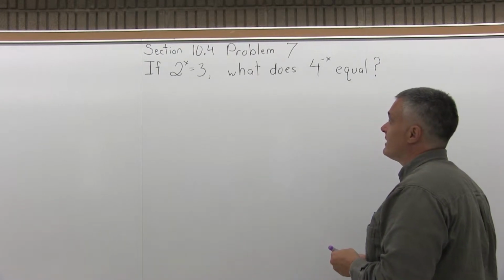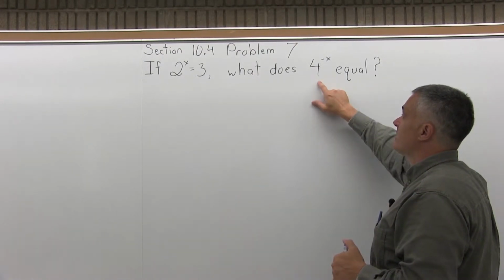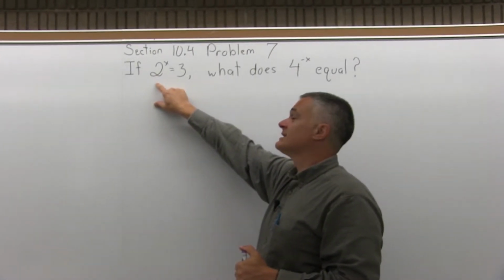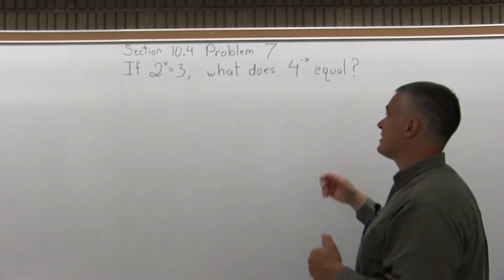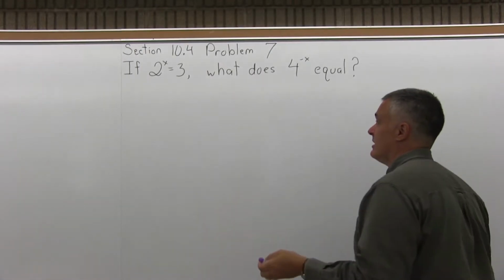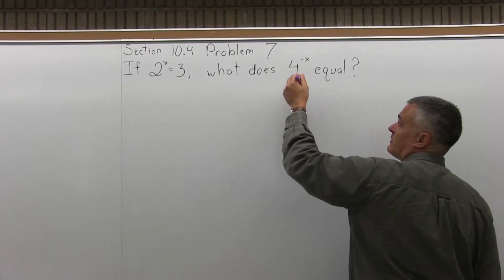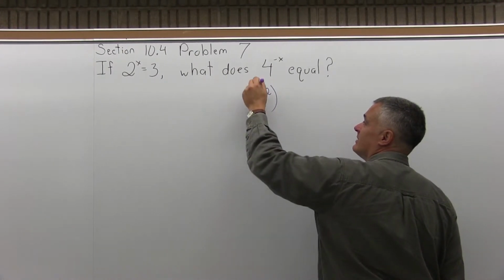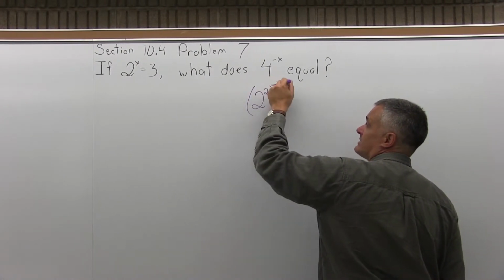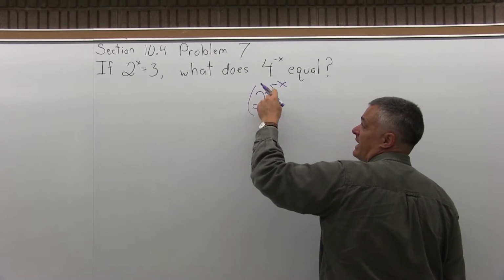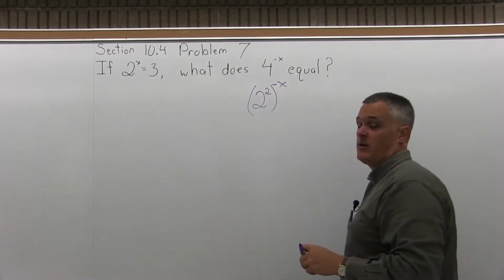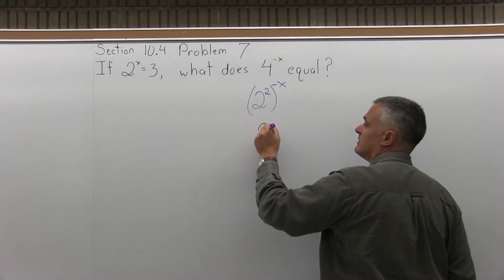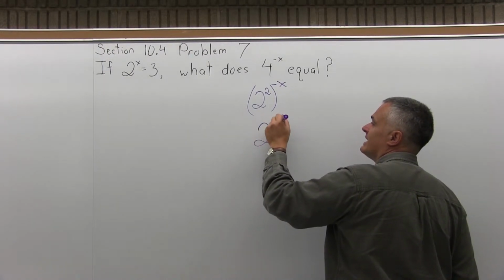So the other thing I can do is try to manipulate the 4 to the negative x so that I can turn this 2 to the x into something that I can make 4 to the negative x look like. So 4 to the negative x, my first thought is it's really 2 to the second to the negative x. 2 to the second's 4. And now I have a power raised to a power. I multiply those powers. One of my rules of exponents says that's what you do. So it's 2 to the negative 2x.